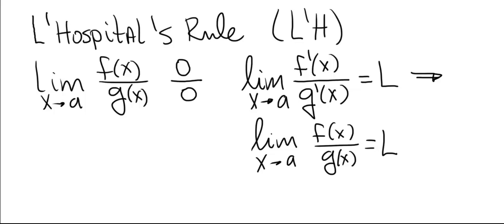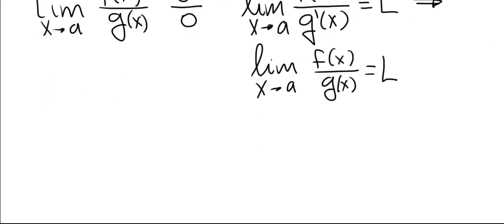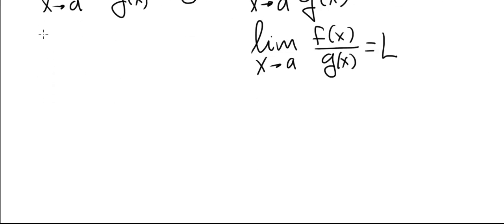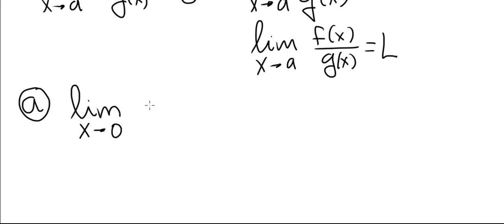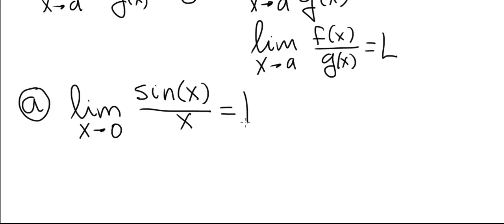So we're going to look at 3 examples where we have indeterminate form 0 over 0, and we're going to solve them by using L'Hopital's rule. The first one is a familiar example. We used this many times. We derived it using geometry and trigonometry. That is, the limit as x goes to 0 of sine x over x. We know that this limit is equal to 1. Let's verify it by use of L'Hopital's rule.